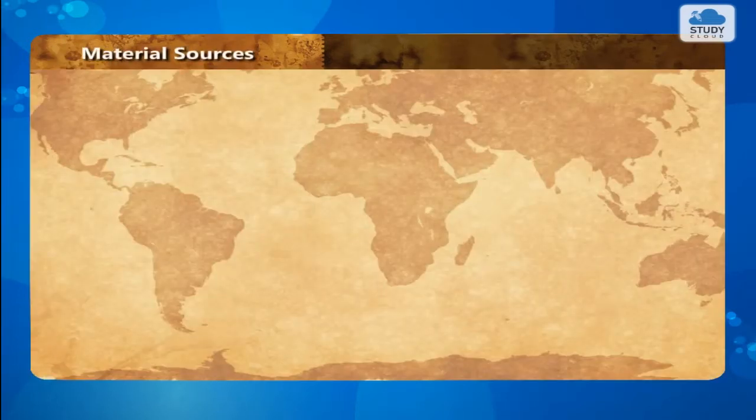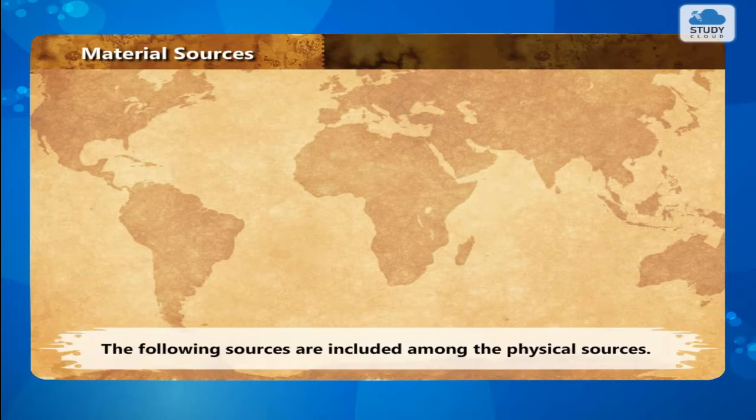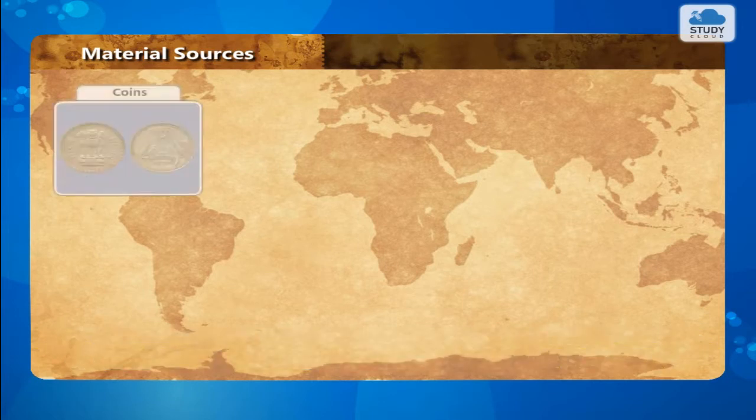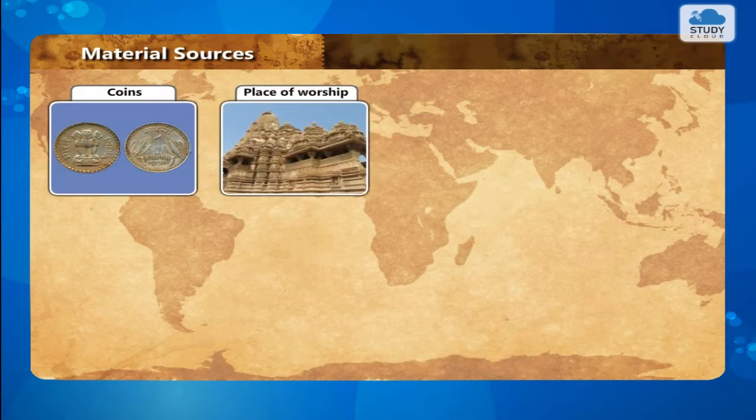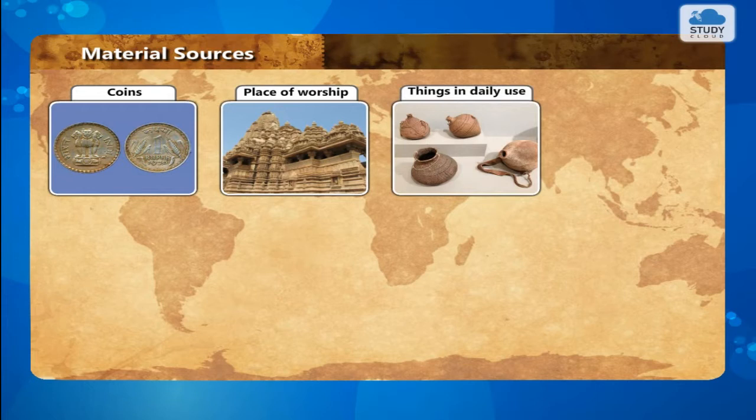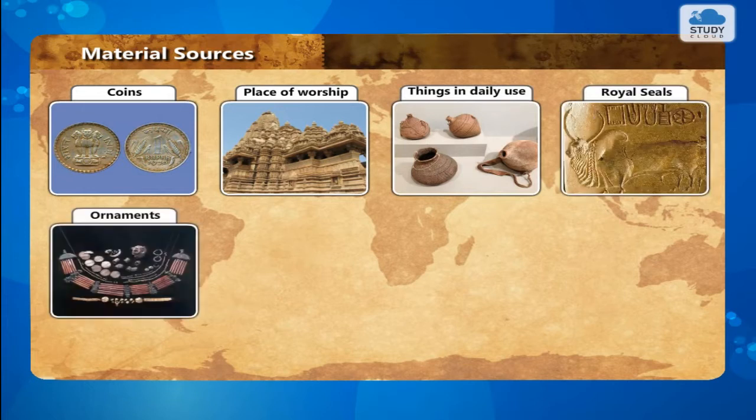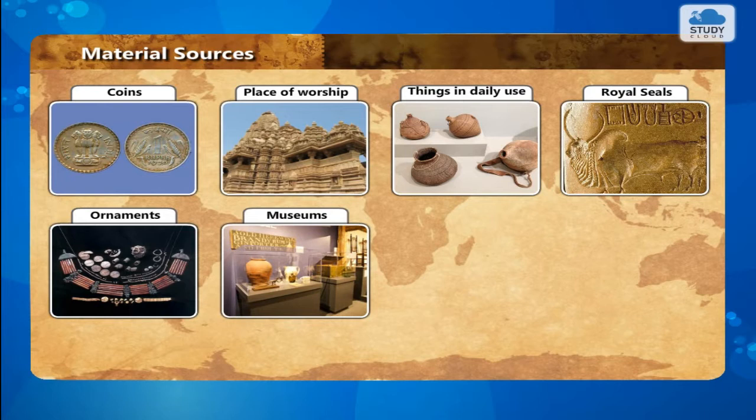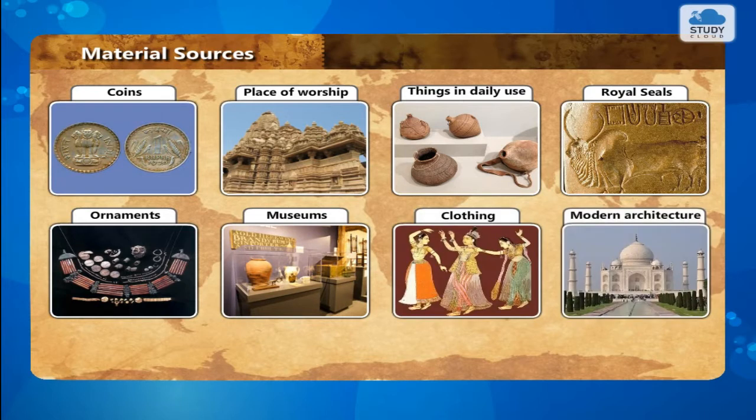Material sources. The following sources are included among the physical sources: coins, places of worship, things in daily use, royal seals, ornaments, museums, clothing, modern architecture.